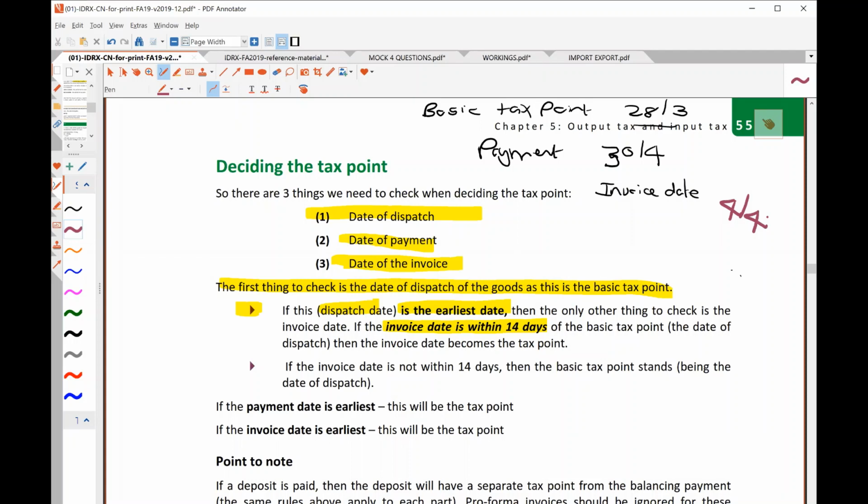The next thing that you check, because that's always the first thing to do, the second thing is, is the invoice date within 14 days of the basic tax point? Yes or no? Yeah? Brilliant. Therefore, as Ingrid has said there, that overrides everything. Because it's within 14 days, that becomes the actual tax point.